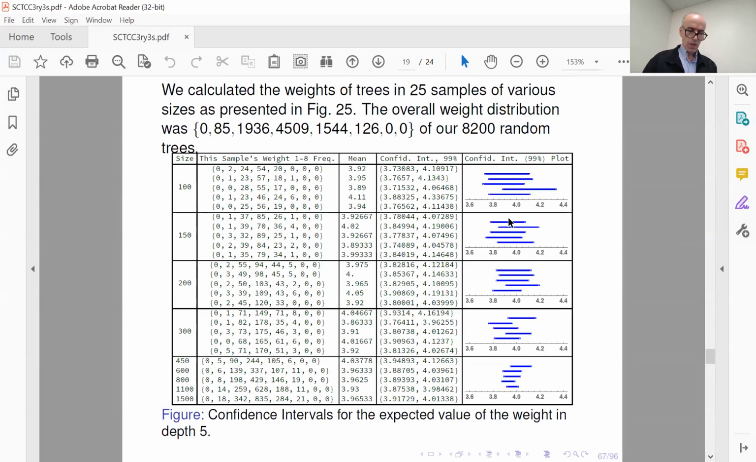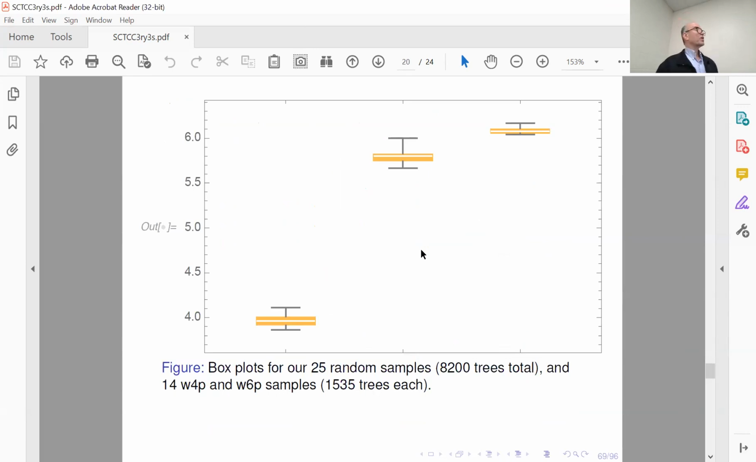Let me see whether I can use this to scroll down. So confidence intervals. Right, so these are the confidence intervals.